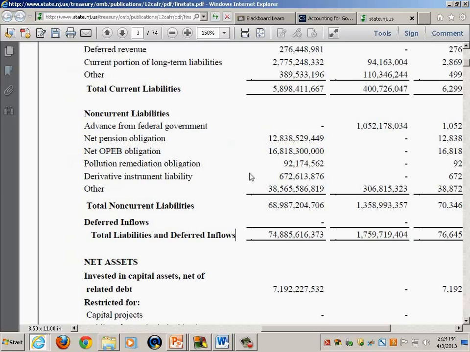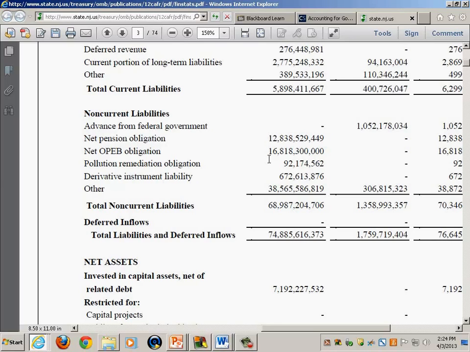Net pension obligation, $16 billion. Net OPEB, and we haven't talked about another unfunded obligation, 12 and 16 billion. See these numbers? Now why I bring this to you is when you look at the CAFR, that project you're doing, when you come up with your conclusions, you're going to be looking at these numbers.